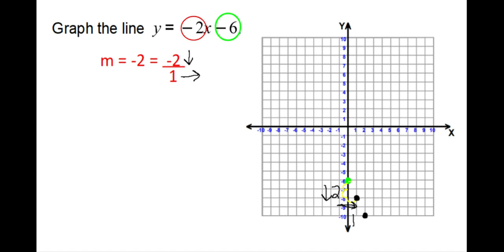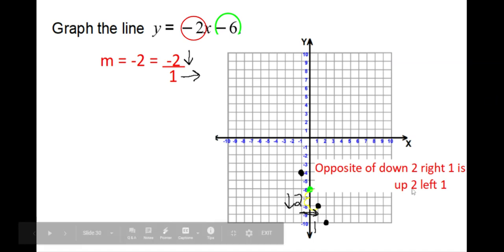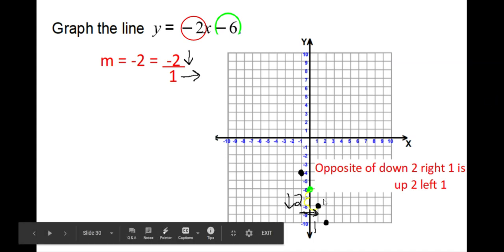But remember, if you run out of room, you can always reverse it. So the opposite of me going down 2 and right 1, like I did to get my first 2 points, is to go up 2 and left 1. So notice that the down changed to up and the right changed to left. So if I start at my green dot again and I go up 2 and left 1, I still have a point that's on this line, and you can tell it's on this line because it lines up with my other 3 points that I've already graphed.